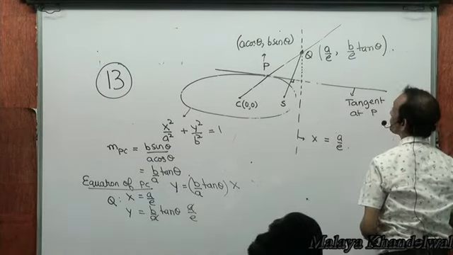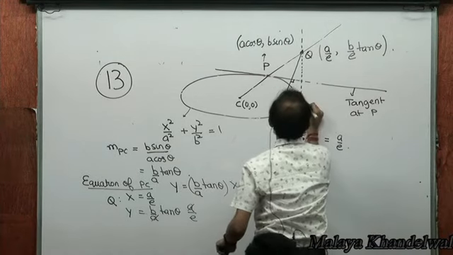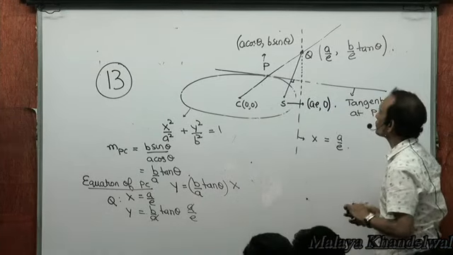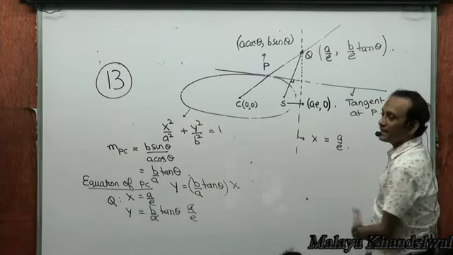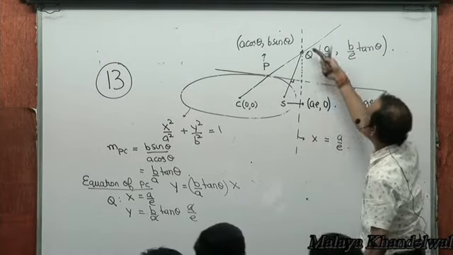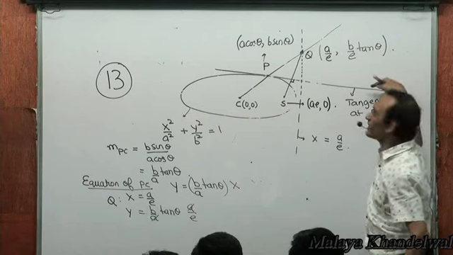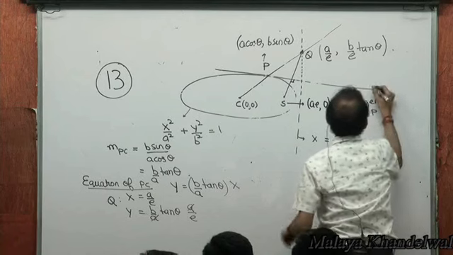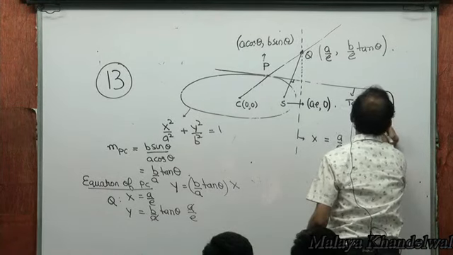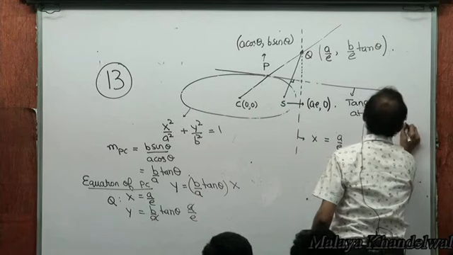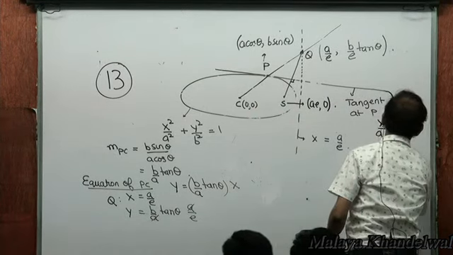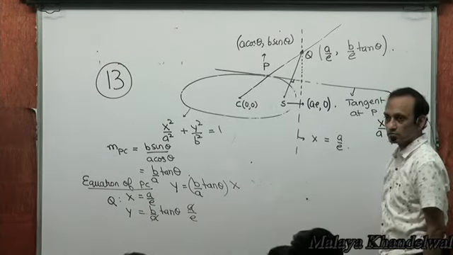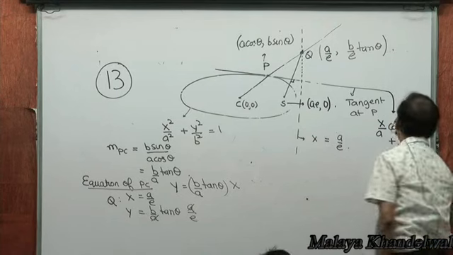Now, S is the focus, ae, 0. It would suffice to show that SQ is perpendicular to the tangent. If I can show that SQ is perpendicular to the tangent, then the problem is solved, right? Now what's the equation of the tangent at theta? X by a cos theta plus y by b sin theta equal to 1 is the equation of the tangent, right? What's the slope of the tangent?